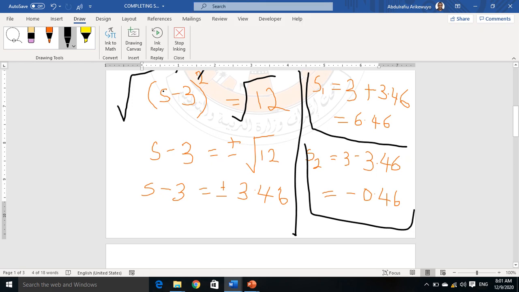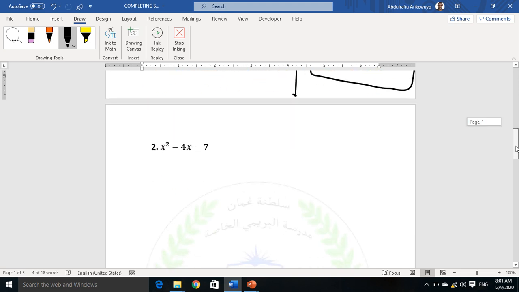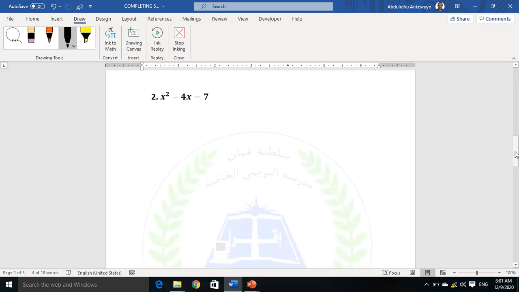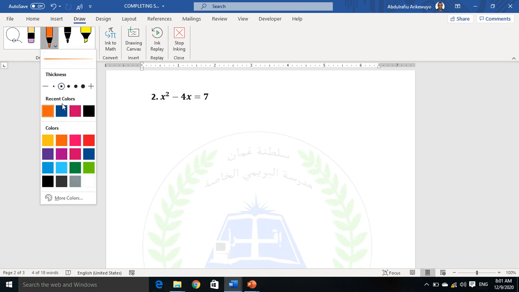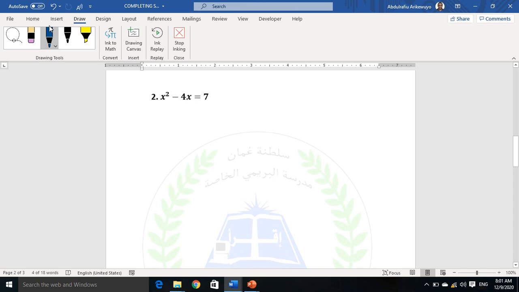So let us go to solve question number 2. Let us solve question number 2. Now we have this: x squared minus 4x is equal to 7. Now you can pause this video and try this on your own, then come back to check if your answers are correct. Okay, now I have x squared minus 4x is equal to 7. So now let us solve this.